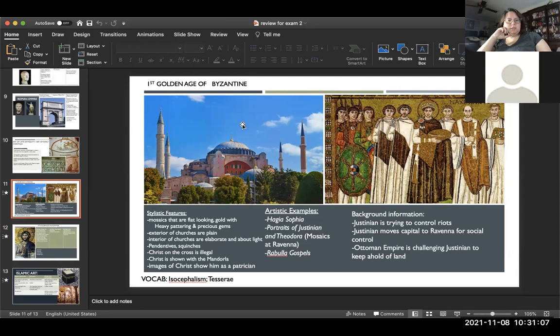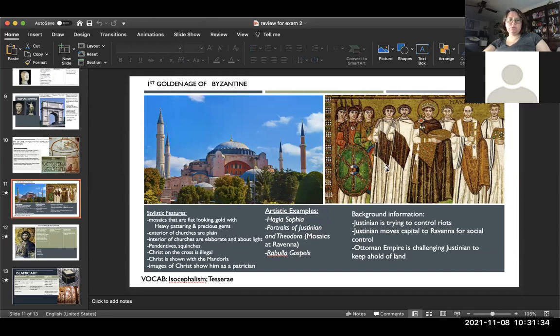Stylistic features, we see tons of mosaics with gold heavy patterning and lots of precious gems. That gold heavy patterning is usually used in the background. And then they also really love textured borders that have precious gems in them. So the one on the right, you're looking at emeralds and pearls.